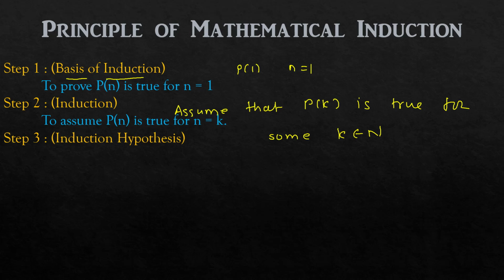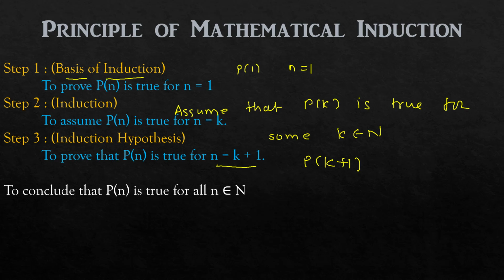Now the third one is the induction hypothesis, the most important step. For step number 3, always remember that step number 2 is going to be used here. Step number 3 is to prove that p of n is true for n is equal to k plus 1, meaning we have to prove for p of k plus 1. If these 3 steps are true, then we conclude that p of n is true for all natural numbers, that is, n belongs to capital N.